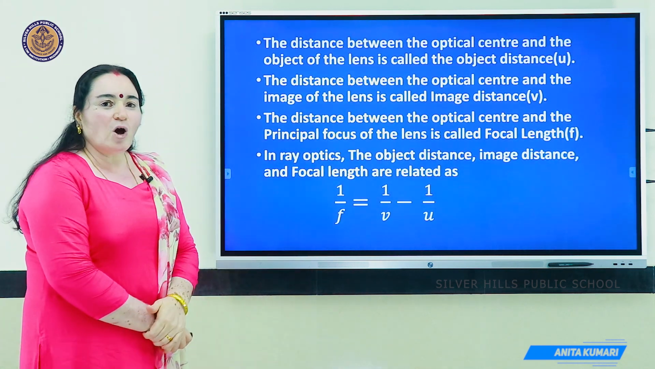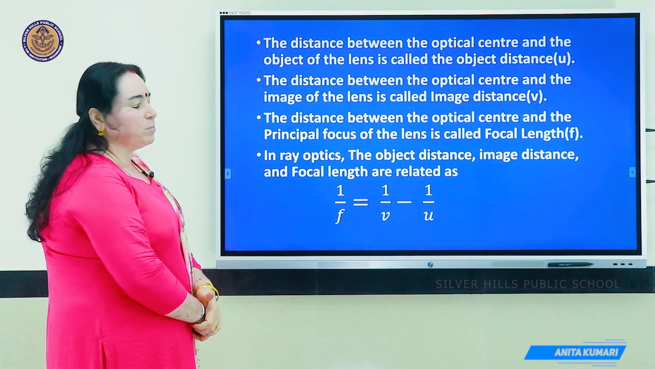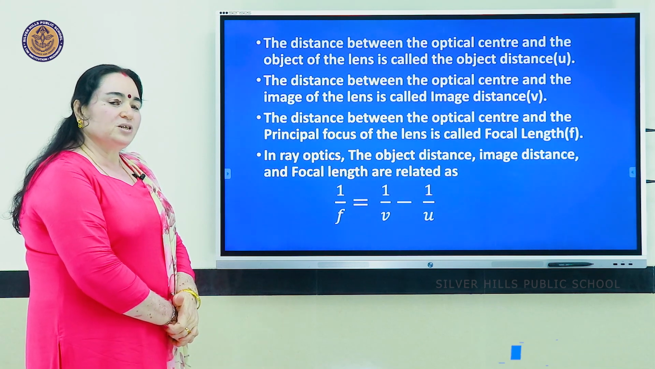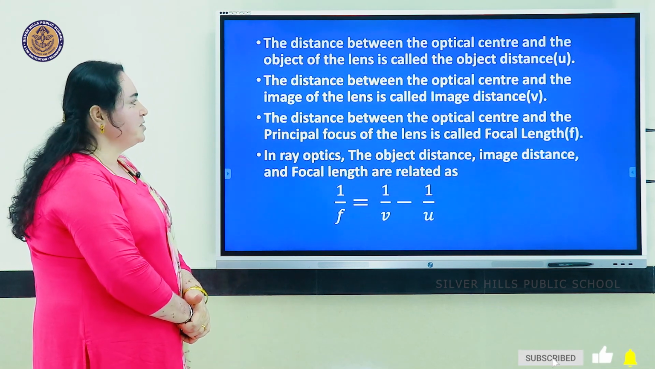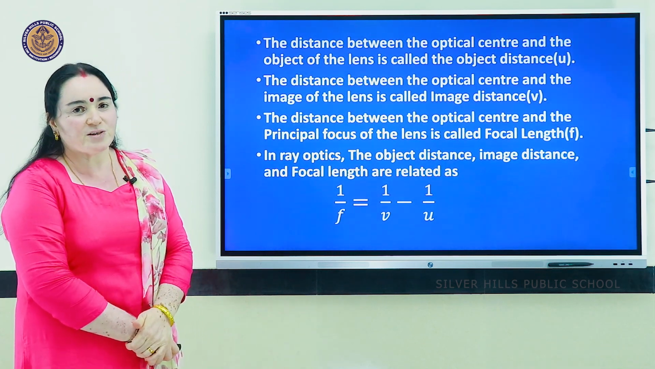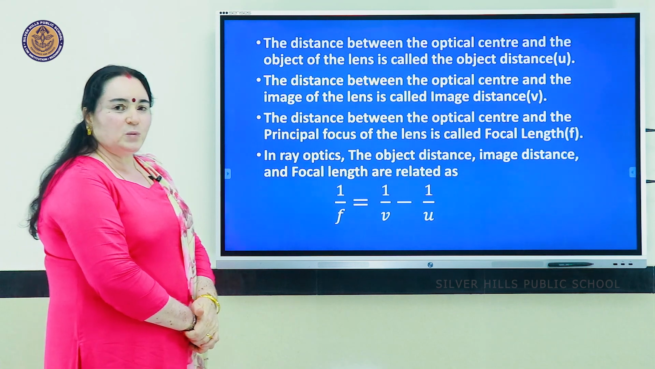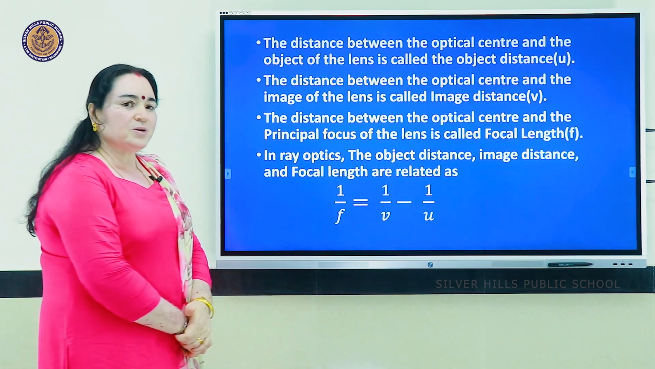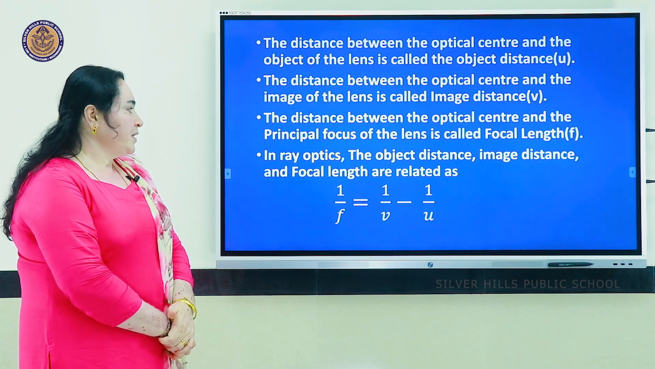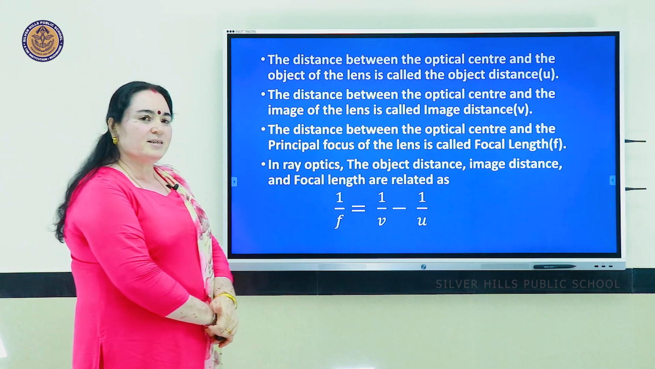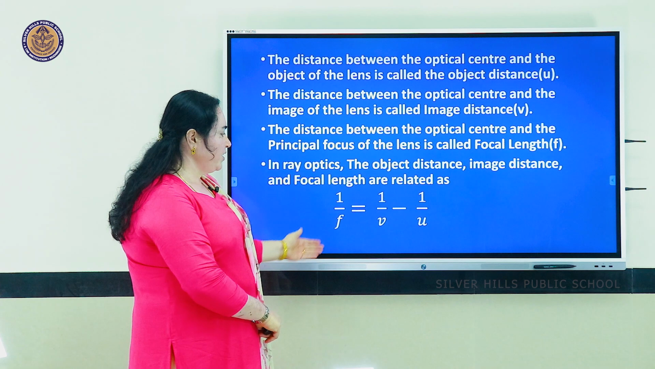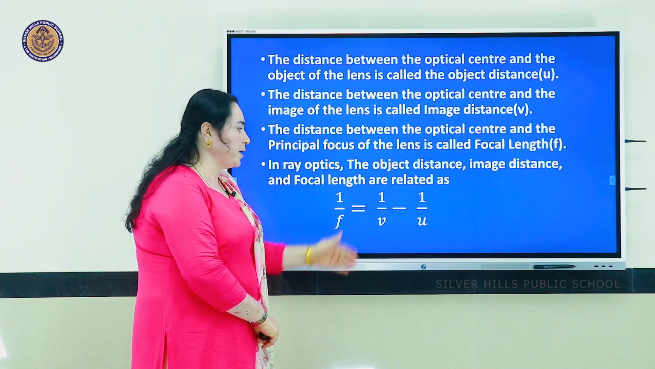The distance between the optical center and the object of a lens is called the object distance and is denoted as u. The distance between the optical center and the image of a lens is called the image distance v. The distance between the optical center and the principal focus of the lens is called the focal length. In ray optics, the object distance, image distance, and the focal length are related as 1 by f equals 1 by v minus 1 by u.